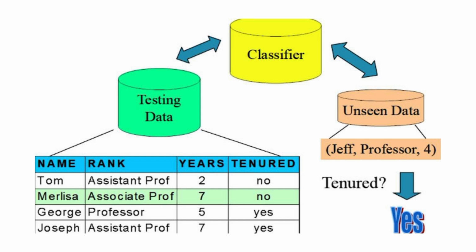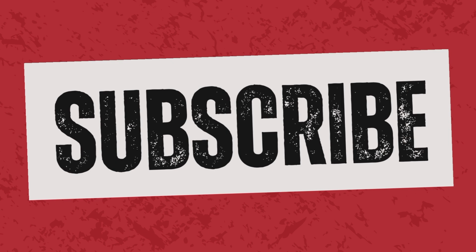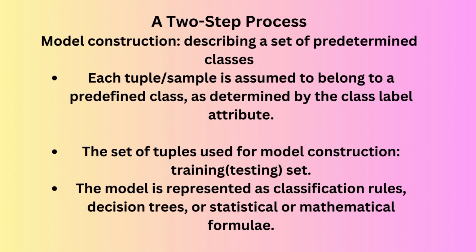In the first step, a model is built describing a predefined set of data classes or concepts. The model is constructed by analyzing data records described by attributes. Each tuple or record is assumed to belong to a predefined class, as determined by one of the attributes called the class label attribute. If the accuracy of the model is considered acceptable, the model can be used to classify future data tuples or objects for which the class label is not known. Such data are also referred to in the machine learning literature as previously unseen data.